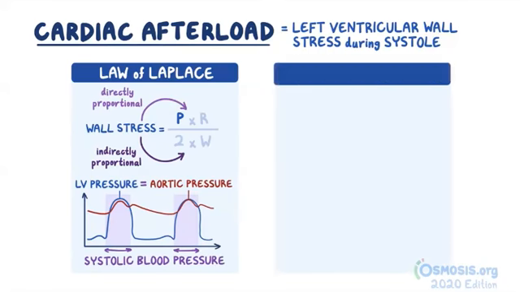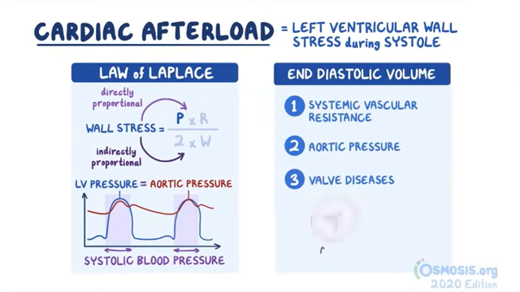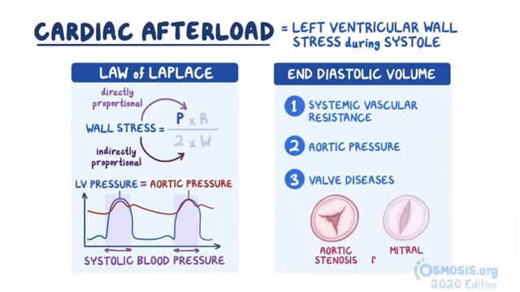Finally, factors that affect left ventricular afterload include systemic vascular resistance, aortic pressure, and valve diseases such as aortic stenosis and mitral regurgitation.